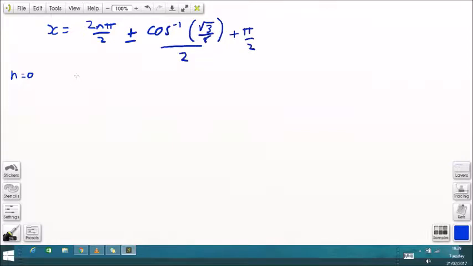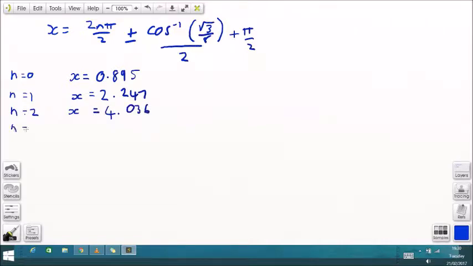Right, so if we take n is equal to 0, then we get x is equal to this. If n is equal to 1, then x is equal to this. N is equal to 2. Three, n is equal to 4.